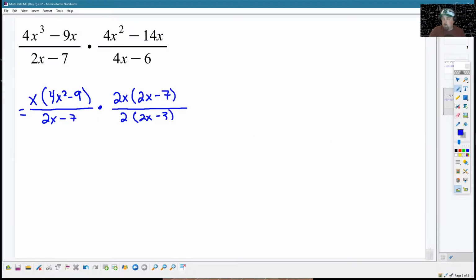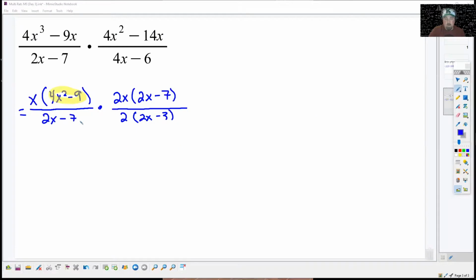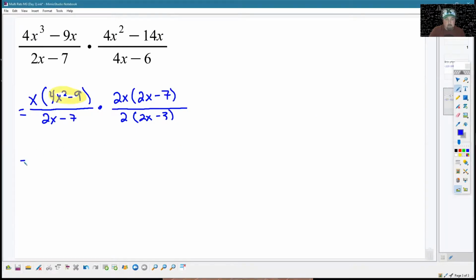Now, before we actually finish simplifying this, we want to factor all the way down. That right there is going to factor again. That's a difference of squares. So that's going to give me x, 2x minus 3, 2x plus 3 on the top, and nothing else about this is going to change. So now I'm completely factored down, and I can look for some common factors before I put all of this together and make it one fraction.